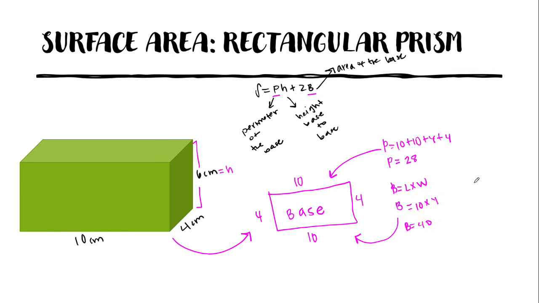So I have all my information. I have my P, my B, and my H. So S equals 28 times 6 plus 2 times 40.